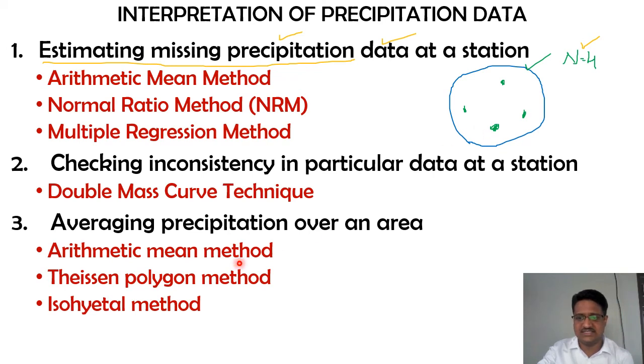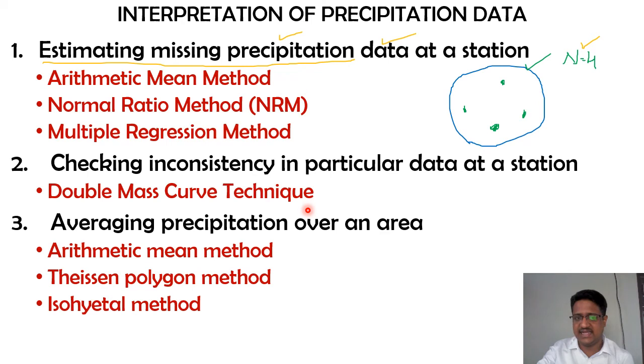So that's why before you go for this third part, you need to check for the inconsistency, if any, that can be there in this particular rain gauge stations. For that we use a technique called the double mass curve technique.